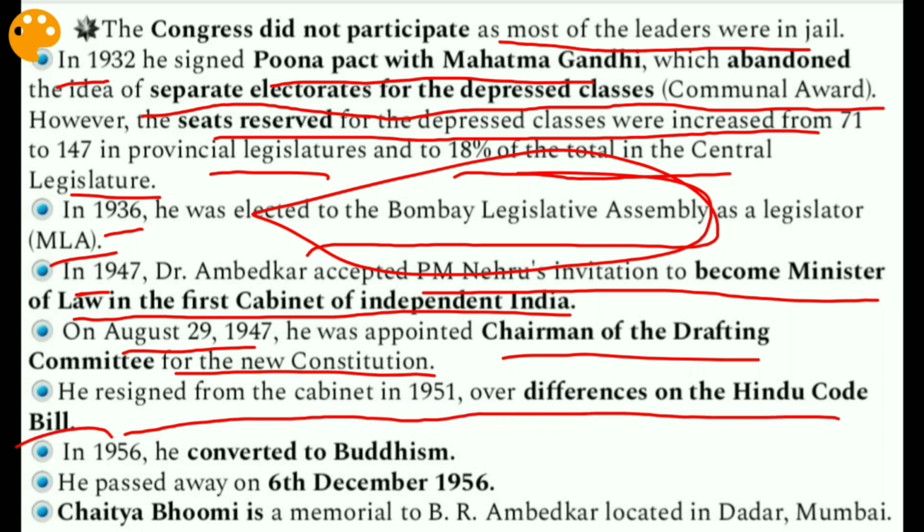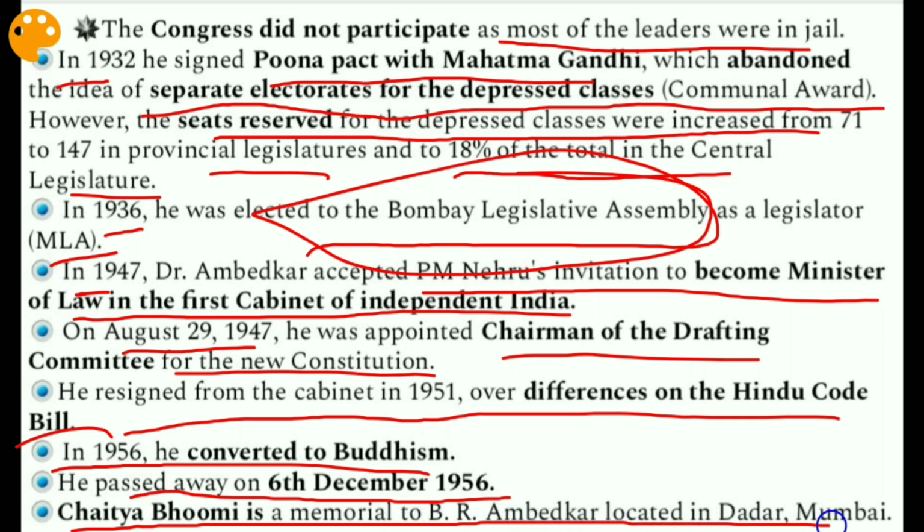Every point is important here from the prelims point of view, please remember it. In 1956, he converted to Buddhism and he passed away on 6 December 1956. Chaitya Bhumi is a memorial to BR Ambedkar located in Dadar, Mumbai.